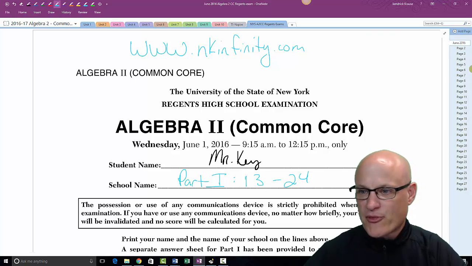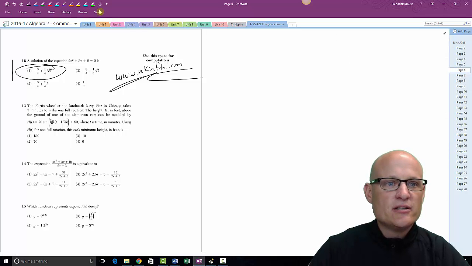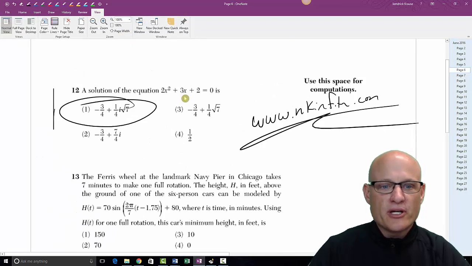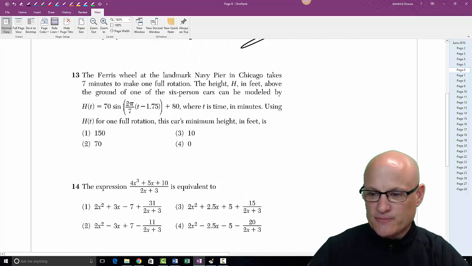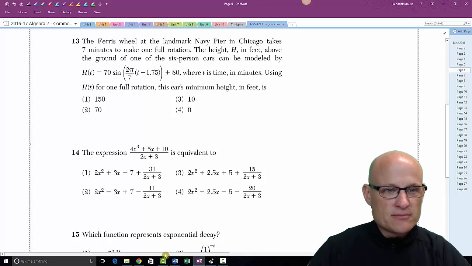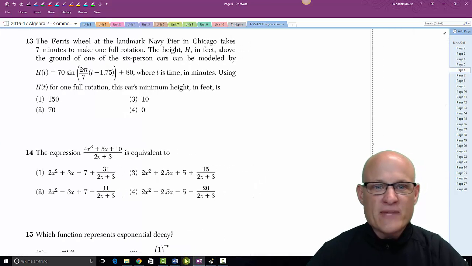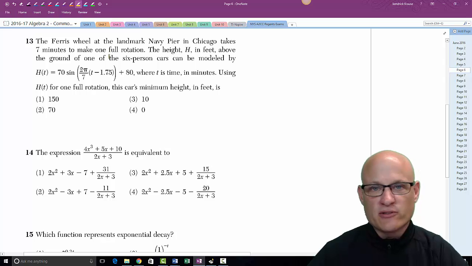Again, we're going to start with problem 13. We just did that problem. Okay, so a Ferris wheel at a landmark, Navy Pier in Chicago, takes 7 minutes to make one full rotation. Totally useless information, but that's okay. The height h is represented by this equation.